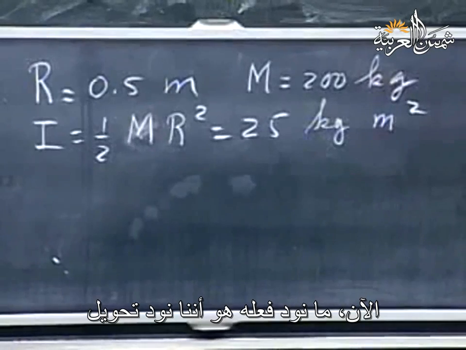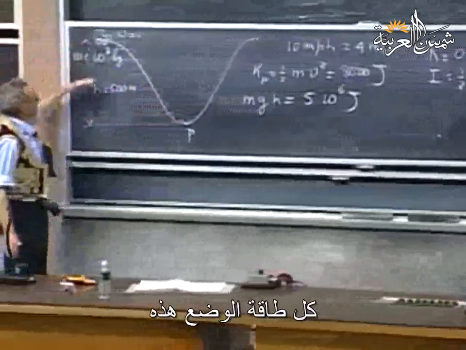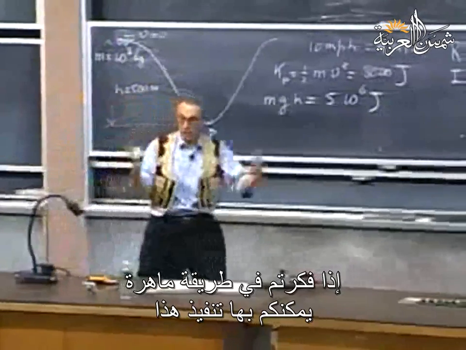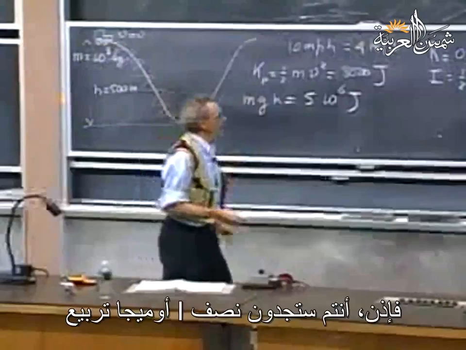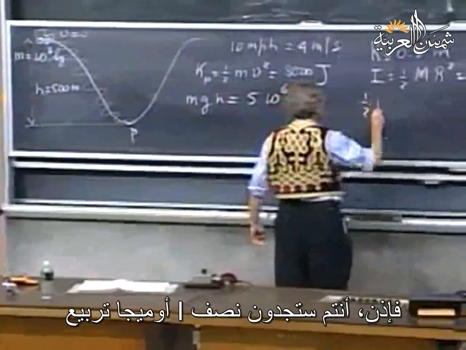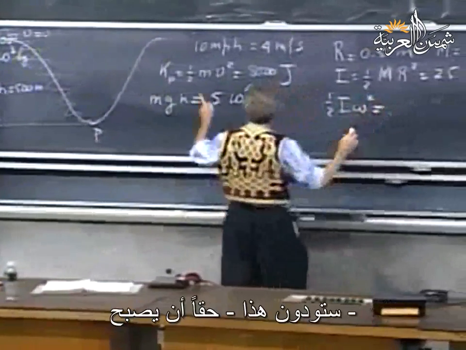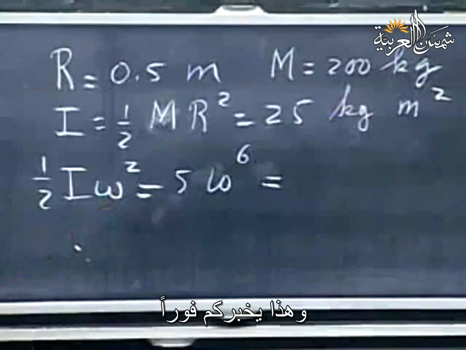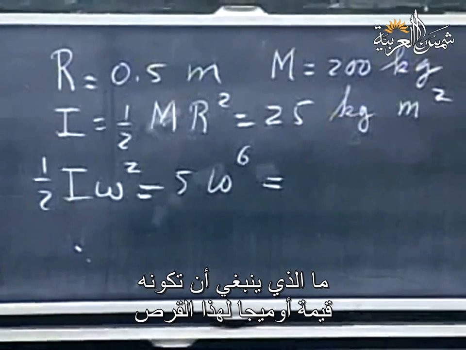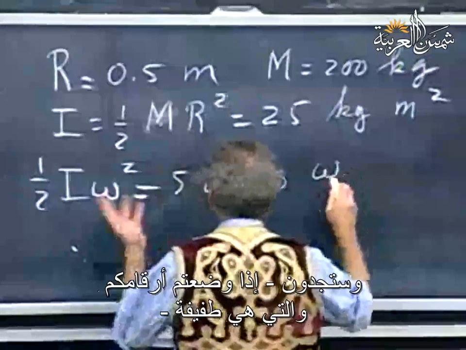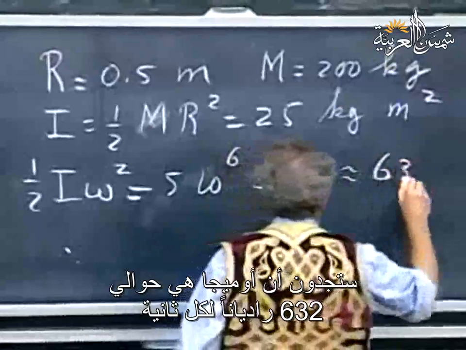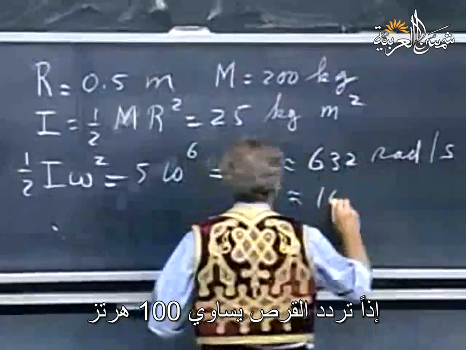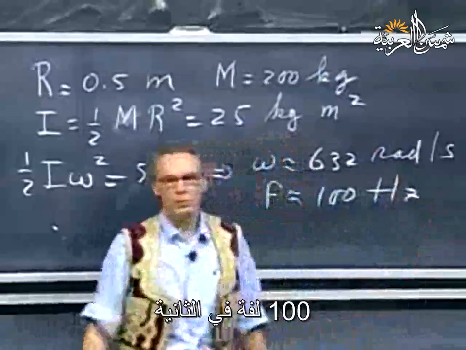Now what we would like to do is convert all this gravitational potential energy into kinetic energy of that disk. If you think of a clever way that you can couple that, and people have succeeded in that, then you really would like 1/2 I omega squared to be 5 times 10 to the 6 joules. And so that immediately tells you what omega should be for that disk. If you put in your numbers, which is trivial, you find that omega is about 632 radians per second. So the frequency of the disk is 100 hertz, 100 revolutions per second.